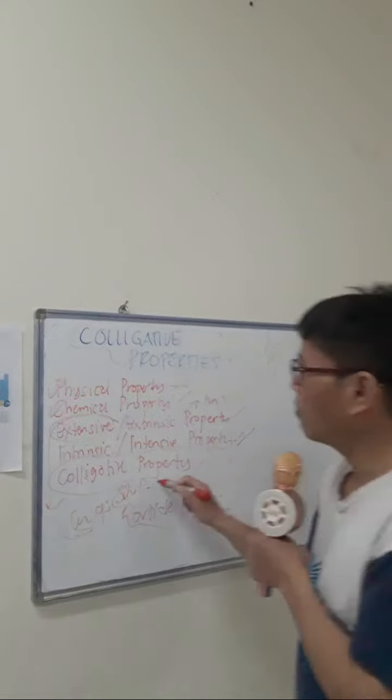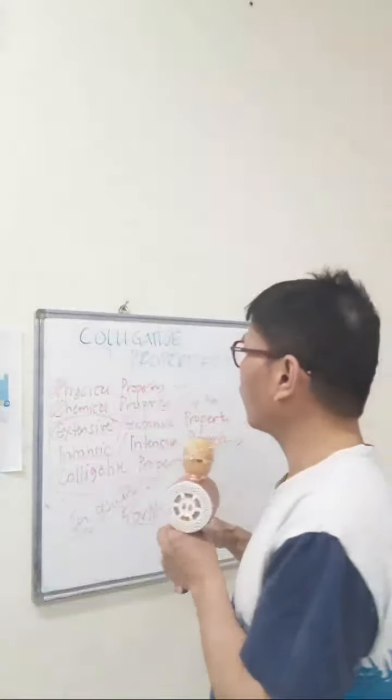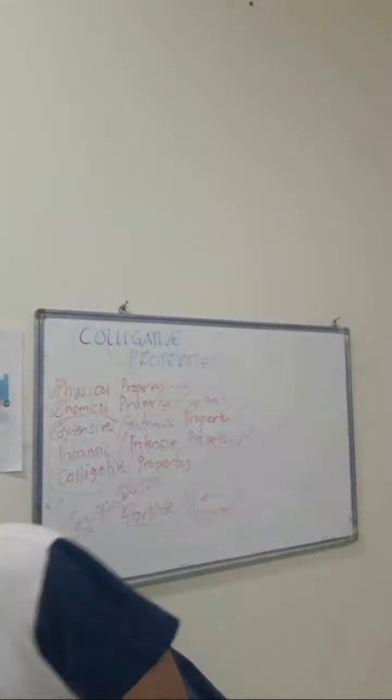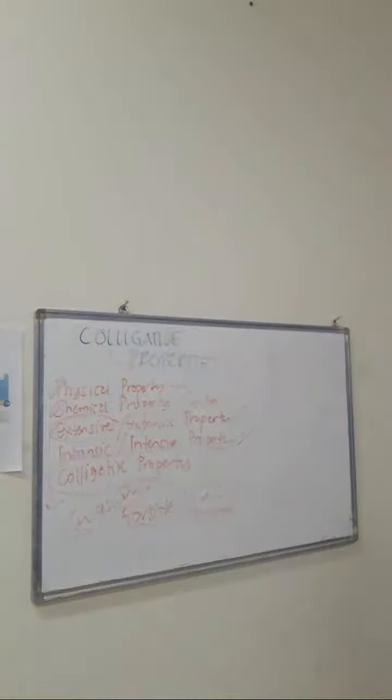Okay, so let's start now. What are the four examples of colligative properties? Let's erase this; this was only the recap on the review. What are the four?